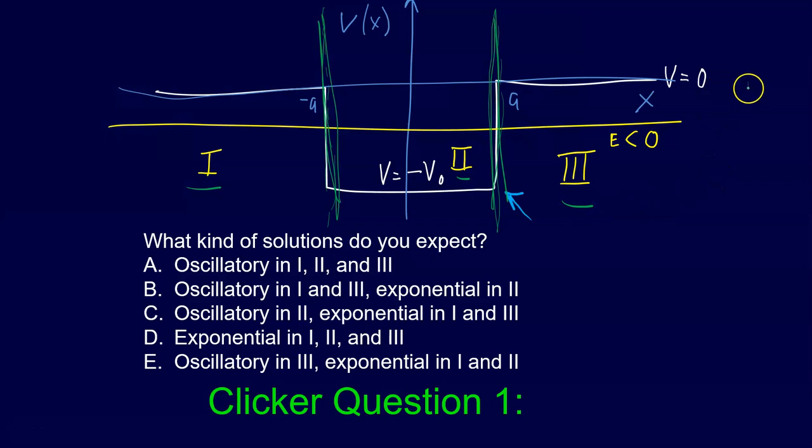We're going to do this for a bound state, and so that means the energy is less than 0. I want you to tell us what kind of solutions we're going to expect for these three different regions. So think about this, and then we'll talk about it.